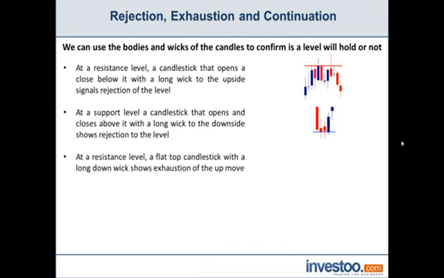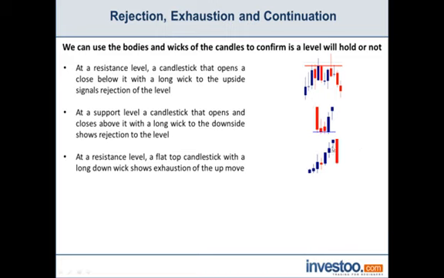At a resistance level, a flat top candlestick with a long down wick shows exhaustion of the up move. For example, you can see that we are in an up move here, and the candlestick bodies are getting smaller and smaller. And when this candlestick has a flat top but a long wick to the downside, it signals exhaustion of the up move. Why does it signal exhaustion of the up move?